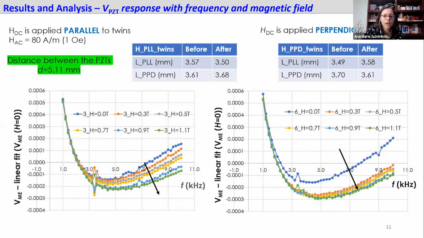So here we are comparing the electric response when the field is applied parallel and perpendicular to twins. From here we can see that in the parallel case the change is smooth and continuous. In the perpendicular case, we can see a jump in the behavior when the magnetic field is on.